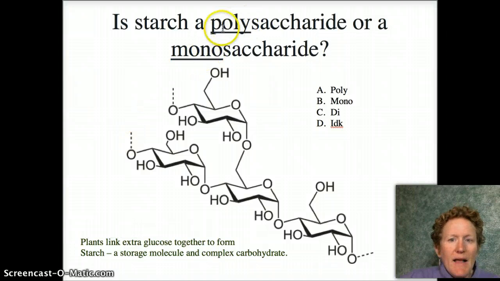Is starch a polysaccharide or a monosaccharide? Let's remember that poly means many. Are there many glucoses stuck together? Yeah, there's lots of glucoses stuck together. So starch is a polysaccharide or a complex carbohydrate.